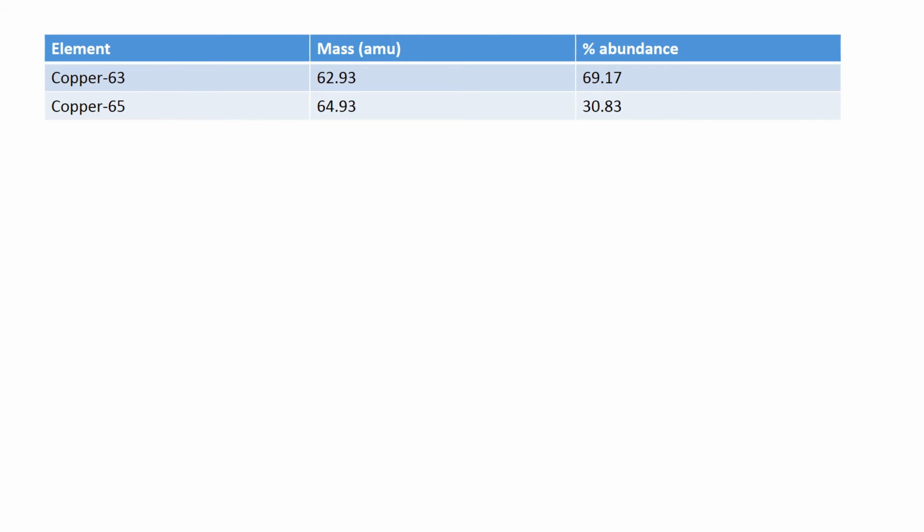All right, now we're going to look at copper 63 and copper 65. My percent abundance for copper 63 is 69.17%, so I'm going to move my decimal place 2 to the left. I'm going to do the same thing for copper 65. So the second step after I've moved my decimal is to multiply 62.93 times that decimal, which is 0.6917.